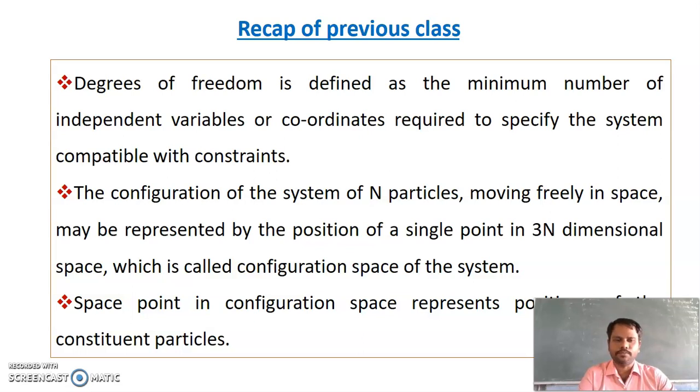Degrees of freedom is defined as the minimum number of independent variables or coordinates that are required to specify the system which are compatible with constraints. For a system of n particles moving freely in space, they can be represented by the position of a single point in 3n dimensional space, and it is called the configuration space of a system.